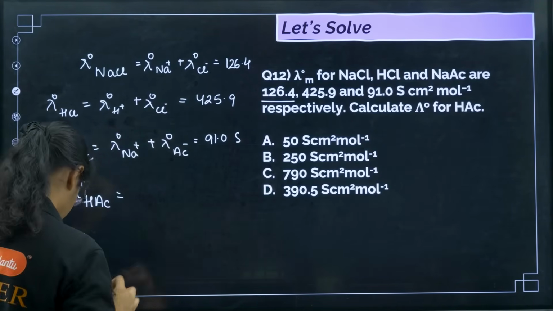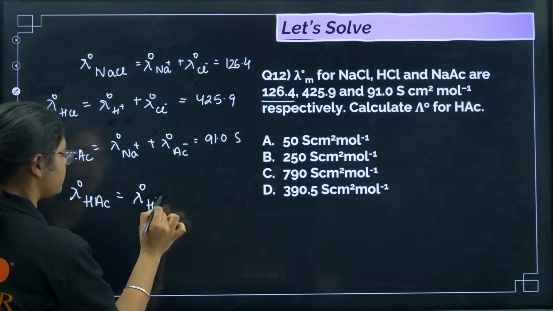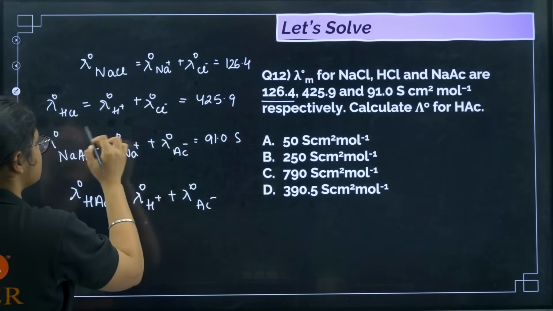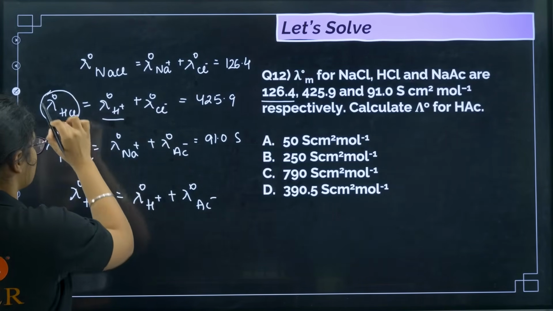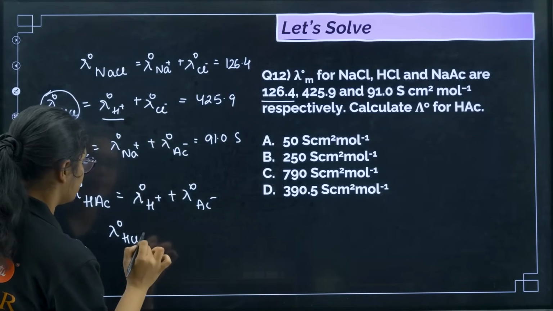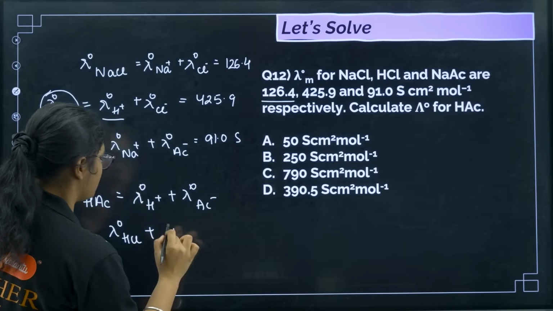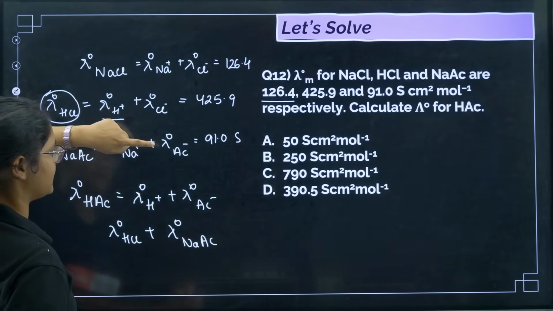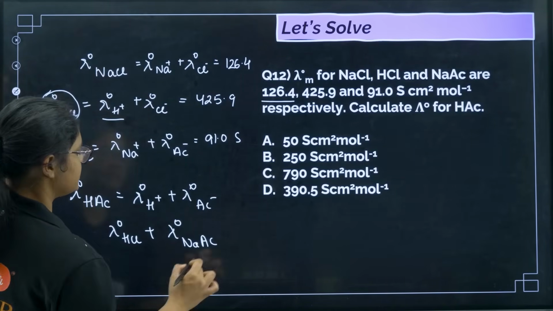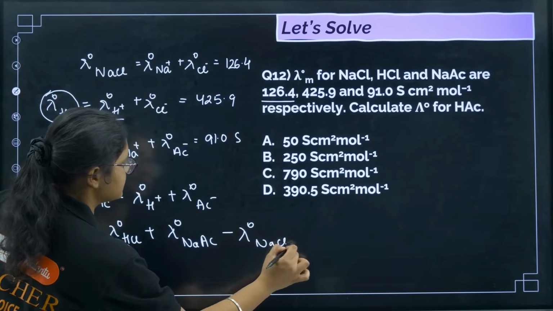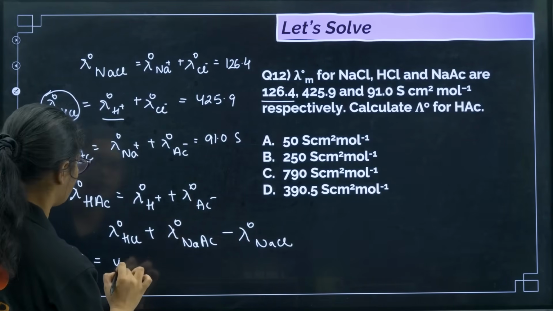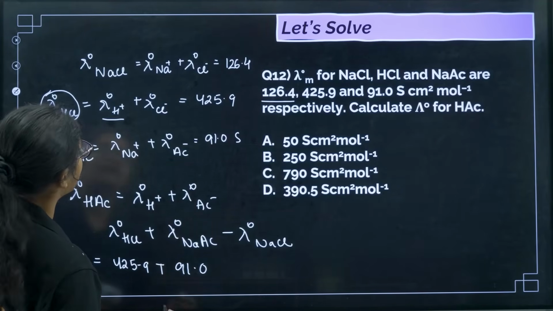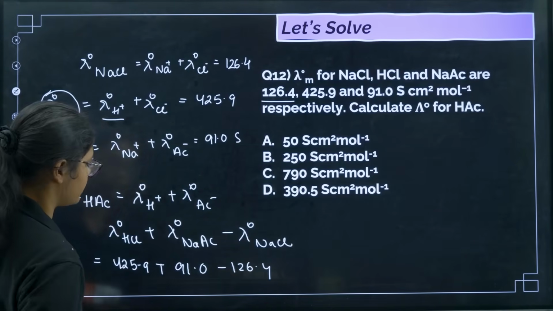Now I want to calculate lambda naught of HAc. Here you see this is a weak electrolyte. So this is equal to lambda naught of H plus and lambda naught of Ac minus. You have to find where I will get H plus out of these equations. I will get it in this equation, so I have to take lambda naught of HCl. Then where will I get Ac? In the fourth one, that is lambda naught of NaAc. Now if you add these two, you will get H plus and Ac minus, but you will also get an extra NaCl. To cancel that, I will subtract NaCl. So I get 425.9 plus 91.0, after that I will subtract 126.4. Okay, so let us calculate this one.